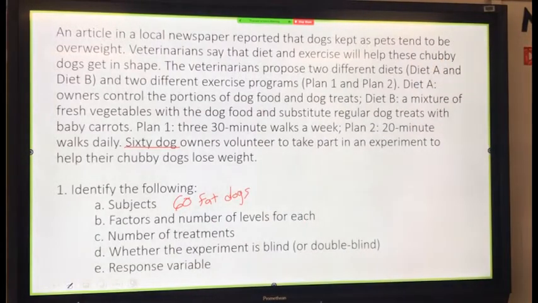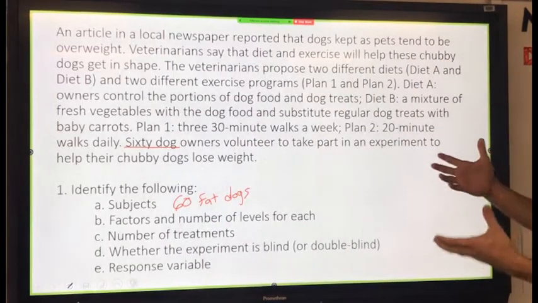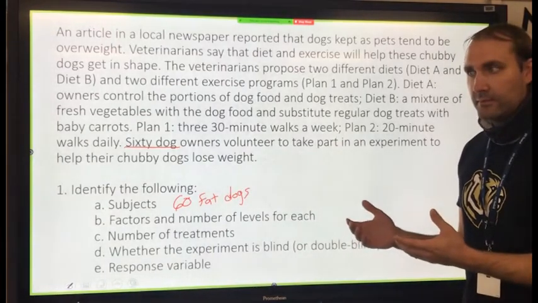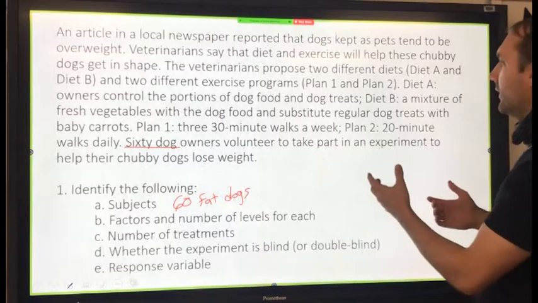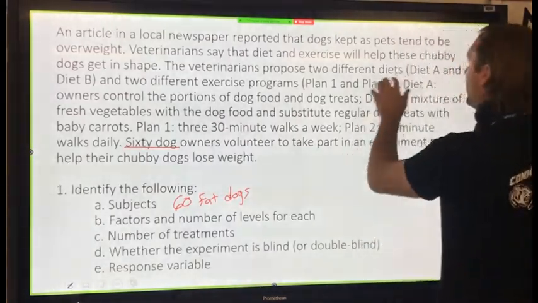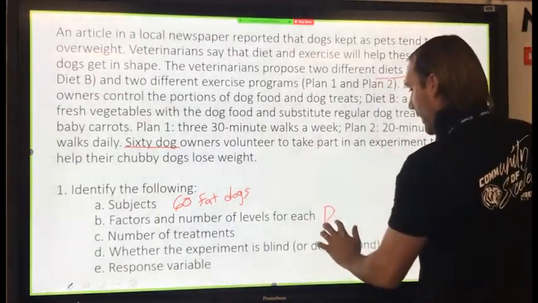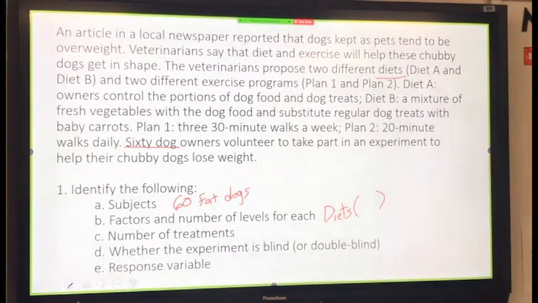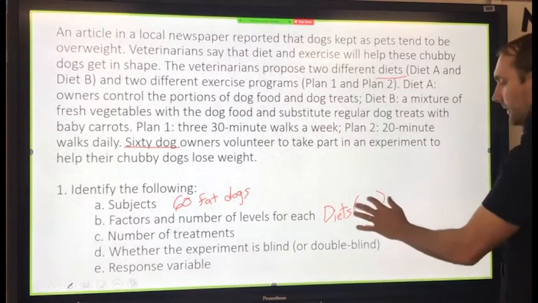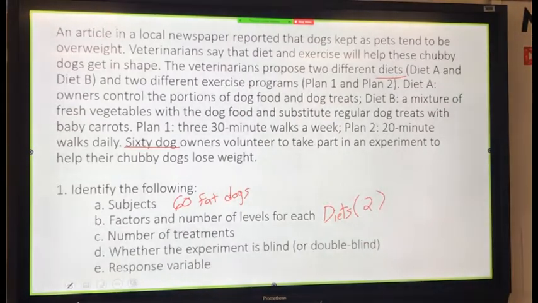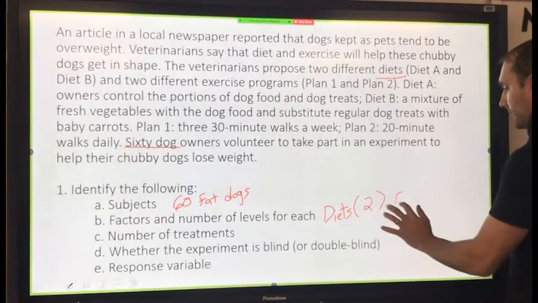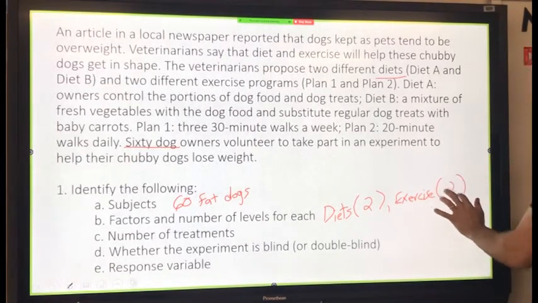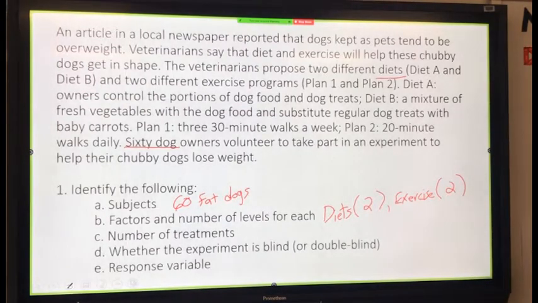Factors and number of levels for each. So what am I changing in this data? Okay, very good. I'm looking at the diet. How many levels do I have with my diet? Two. I have Diet A and Diet B. What else am I looking at? Exercise. And how many levels of exercise? Two. I have Plan 1 and Plan 2.